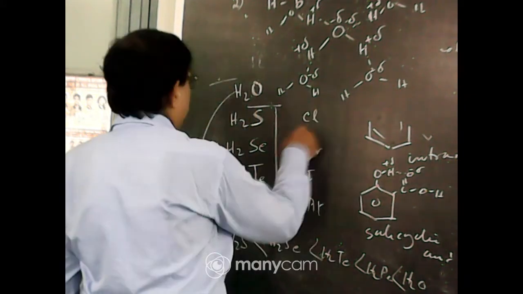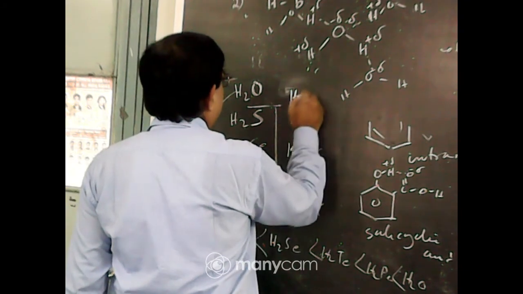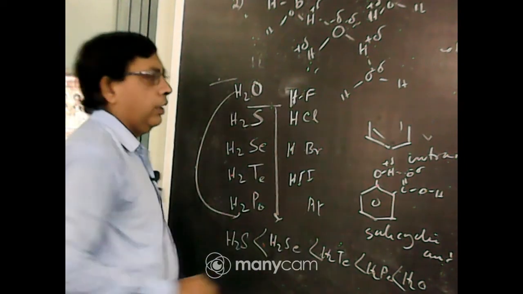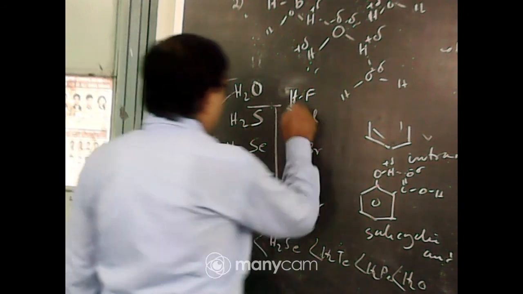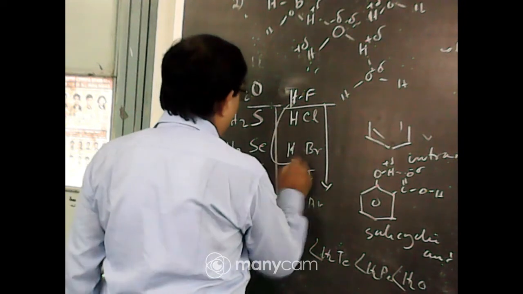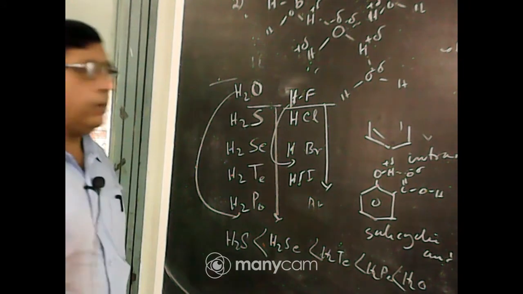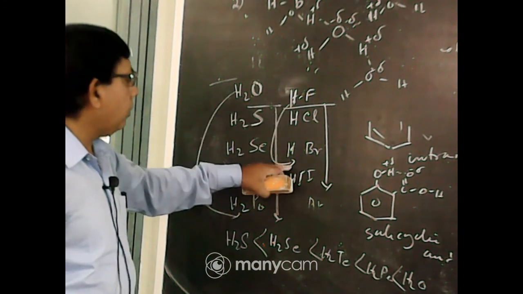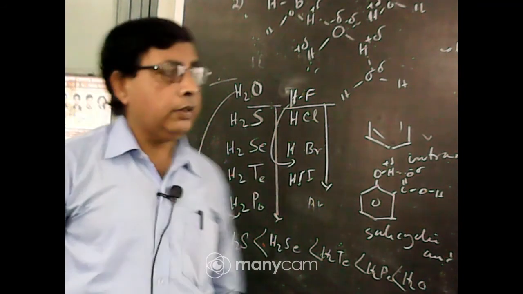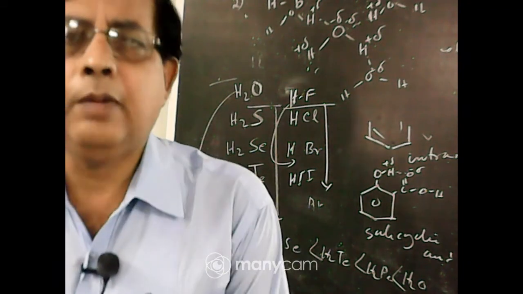Similarly, in group 17, we have HF, HCl, HBr, HI. Down the group the size of the molecule increases, so van der Waals force increases, so the melting point or boiling point increases from HCl to HI. But HF has a higher boiling point than HCl and HBr. Why? Because HF can form intermolecular hydrogen bonding. So due to the formation of intermolecular hydrogen bonds, HF has a higher boiling point than HCl and HBr. So this is one importance of hydrogen bonding, that is, the higher melting point and boiling point of some hydrides of the compound.